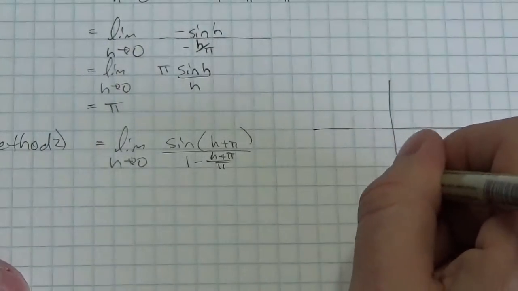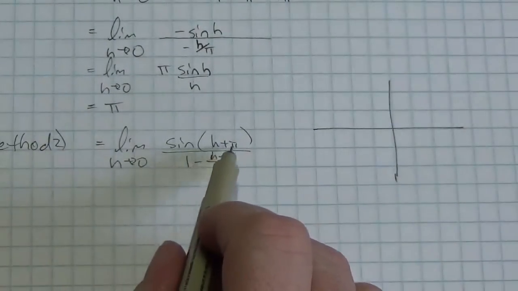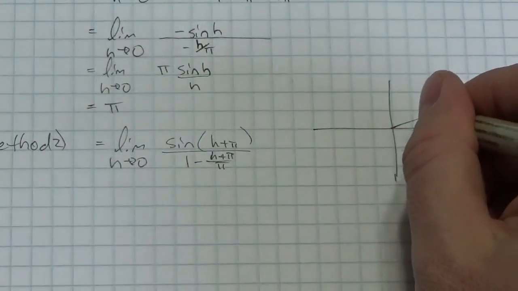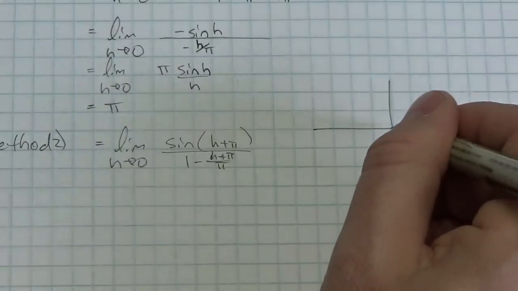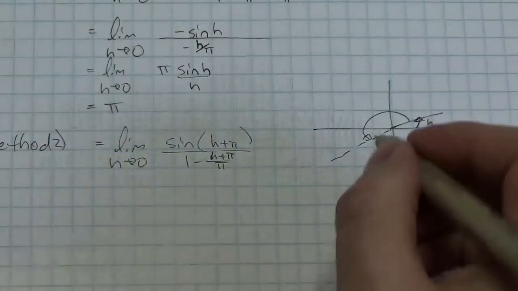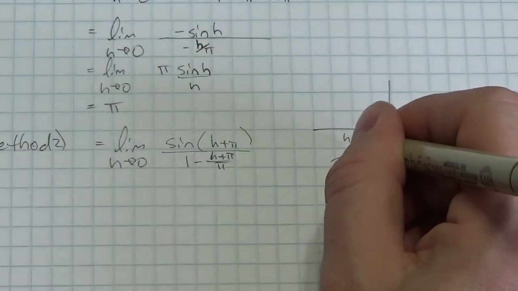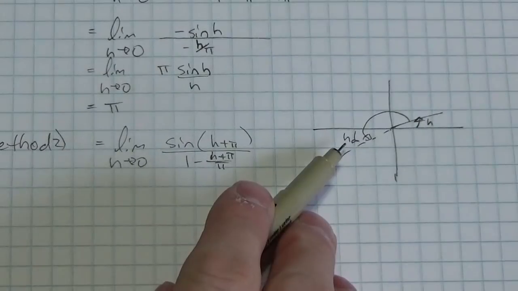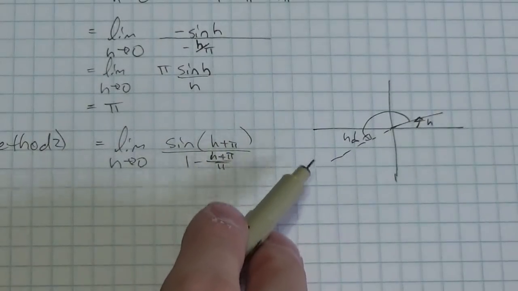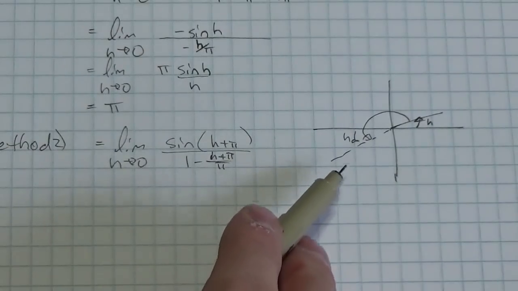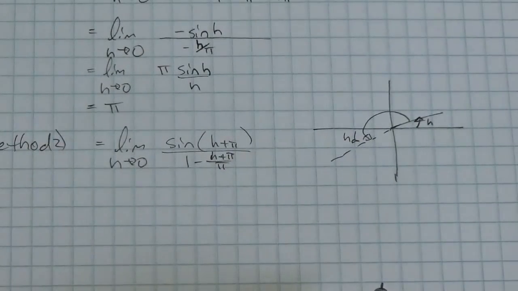Let's take a look at the circle. Sine of h plus pi. Let's just say h is out here. Let's say that this is my h angle. If you add pi to that, that's going to put you in quadrant 3. Still got a reference angle of h. But because this is in quadrant 3, that's going to be the negative sine of h.